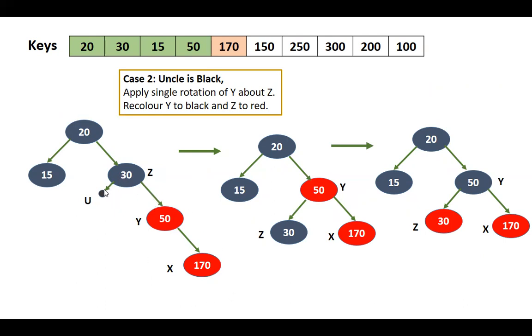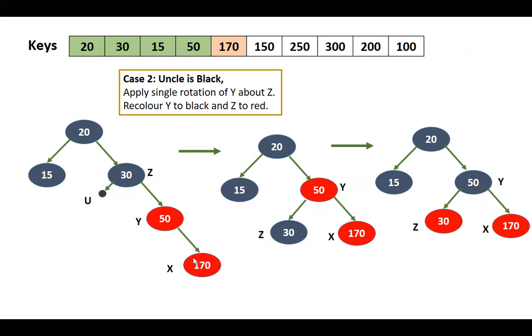So whenever there is a violation, the tree is imbalanced. What you check is the color of the uncle. Now here you have a null node. There is no node existing here. So null nodes in red black trees are always black, right? So we say uncle is black. Now when uncle is black and the insertion is right to right, then what you do is carry out a single rotation and then recolor the nodes.